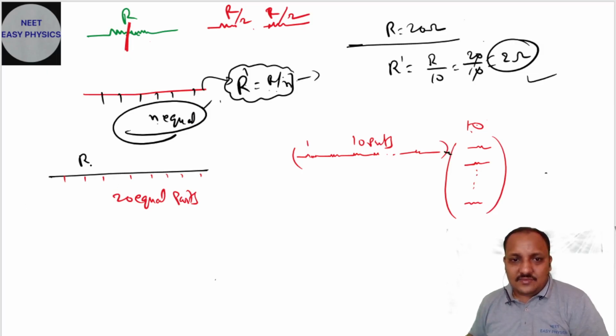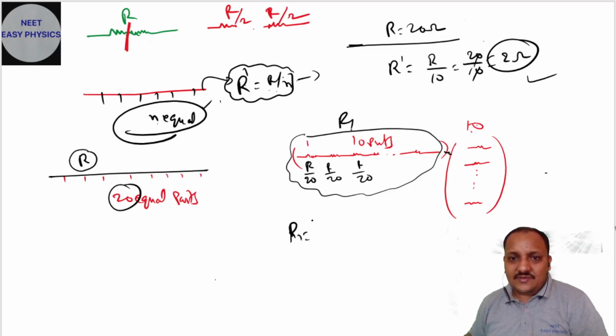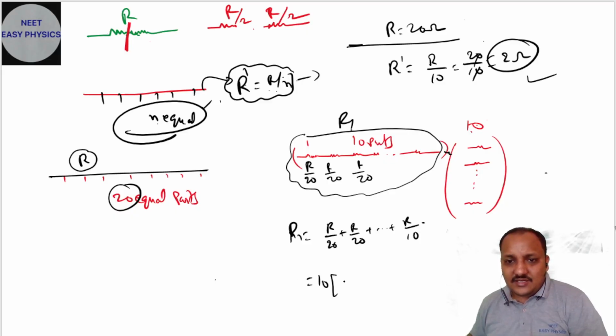So if you divide R into 20 equal parts, each resistance how much? R by 20, R by 20, R by 20. How many R by 20s are there in this combination? 10 R by 20s. Therefore, R1, this left part, is in series, so R by 20, R by 20 and so on. How many R by 20s are there? 10. Therefore, we got R by 2. R1 is R by 2.